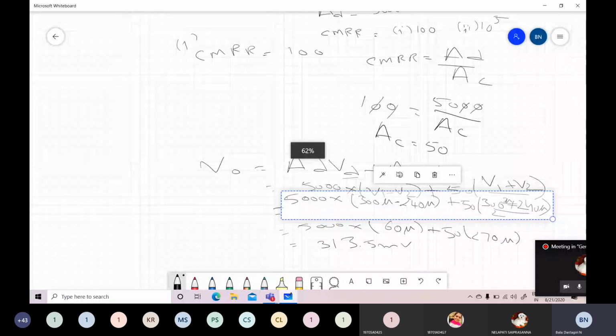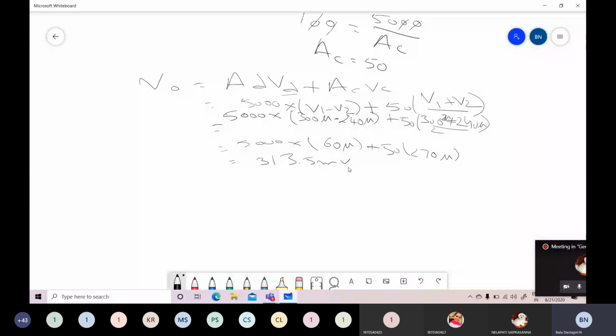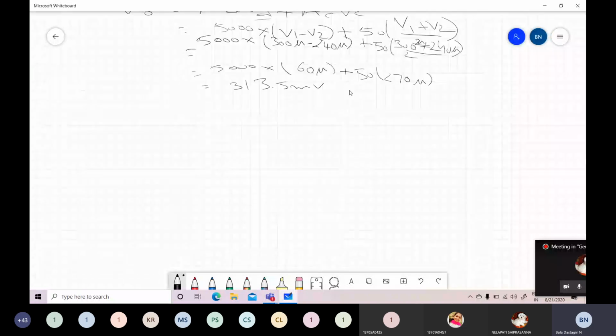Next, let us see how a differential amplifier can be constructed. We have seen the block diagram of the differential amplifier, and we said that the output is equal to the amplification of the difference of the two input signals.